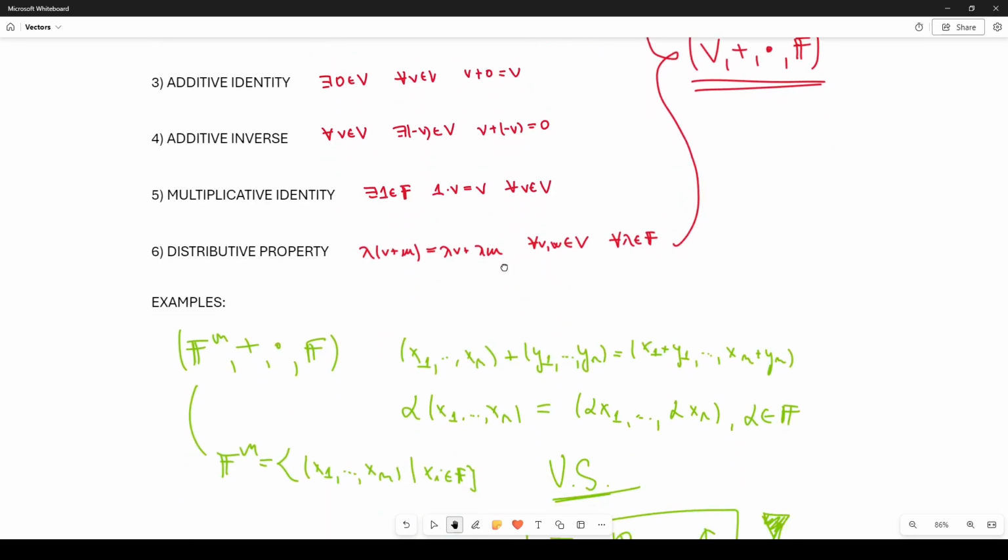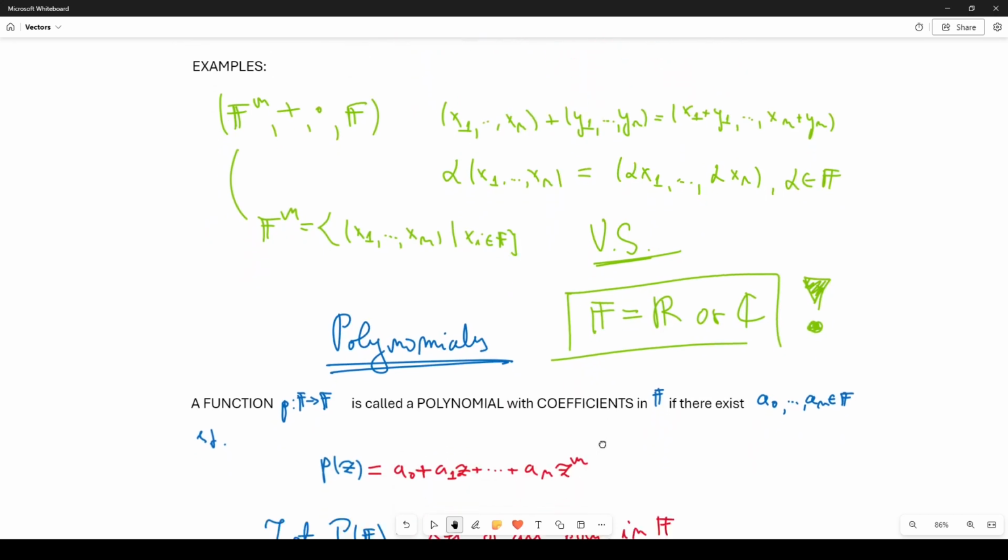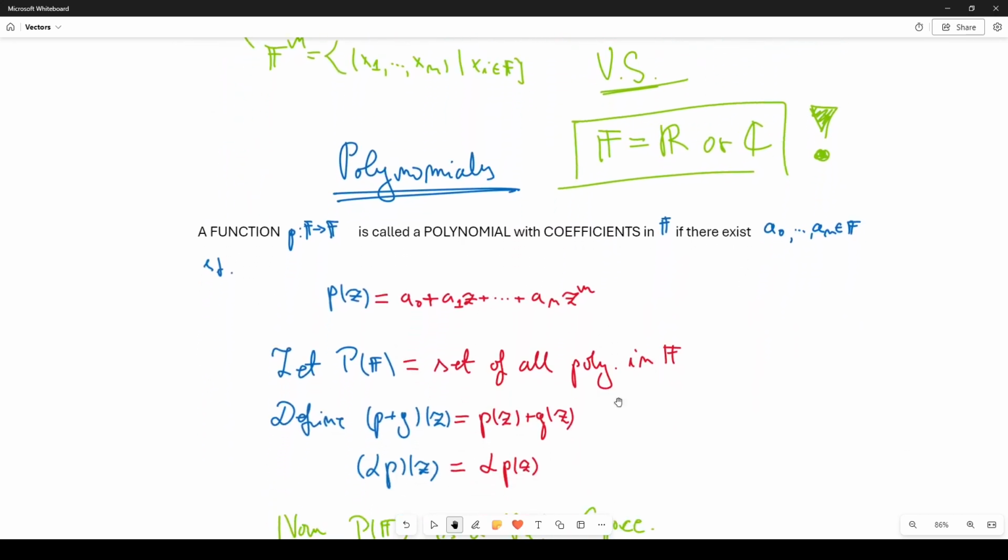So some examples. We define F to the nth power to be equal to the set of all of these n-tuples, so like ordered pairs, just n coordinates. So if we have this set, and if we define addition to be equal to this, and scalar multiplication to be equal to this, well then it turns out that this is a vector space again. So F in our case will be either the set of real numbers or the set of complex numbers.